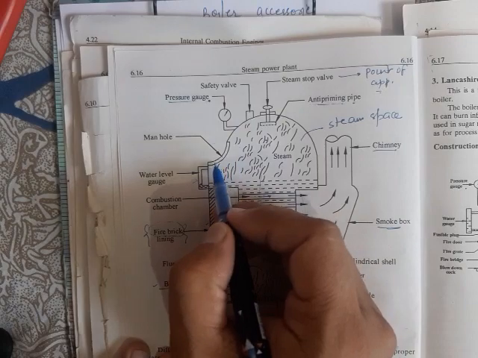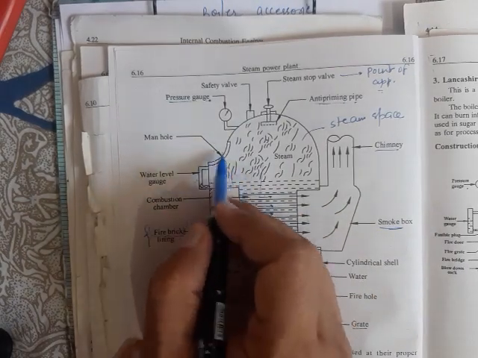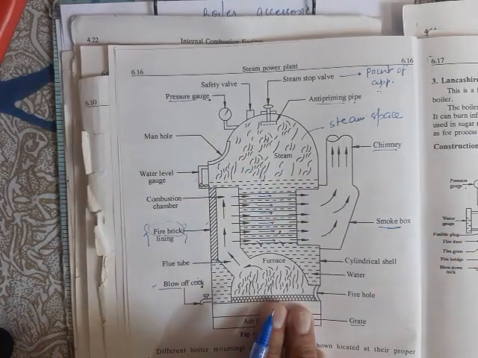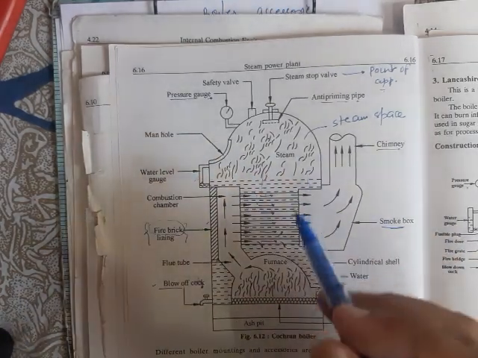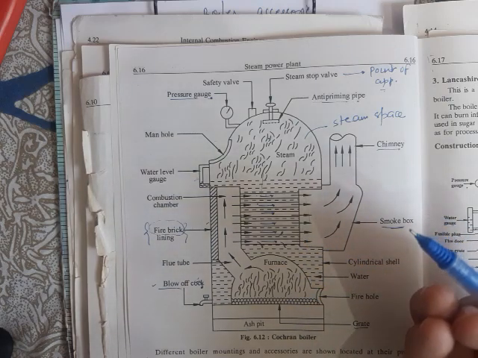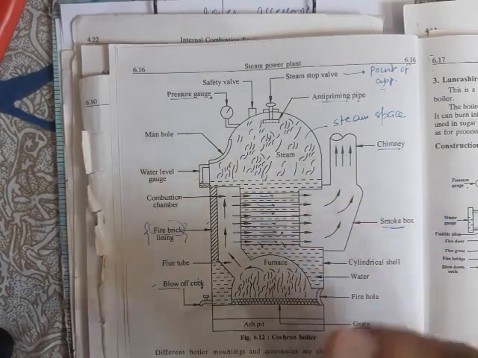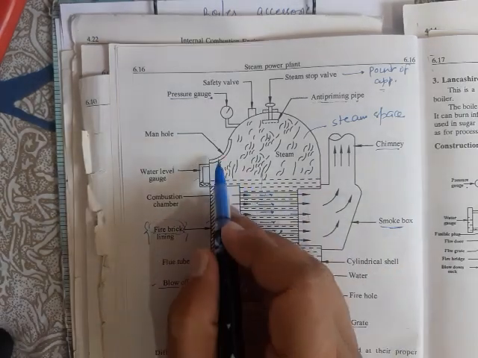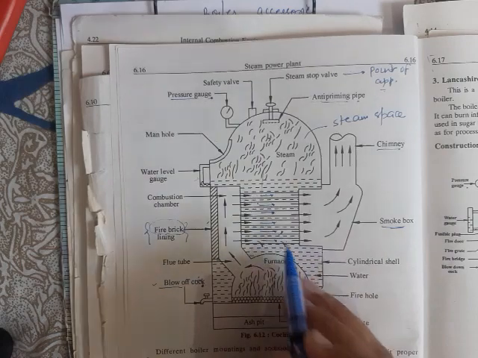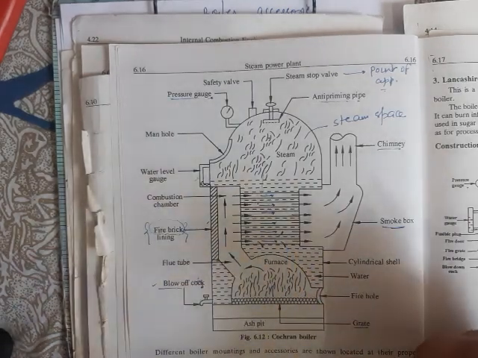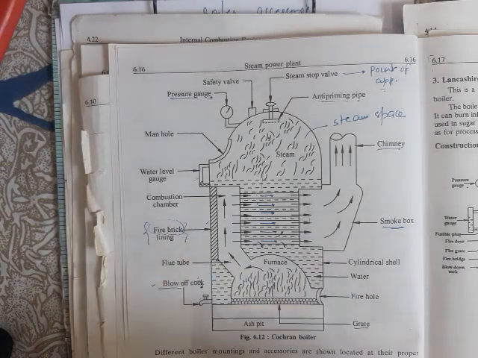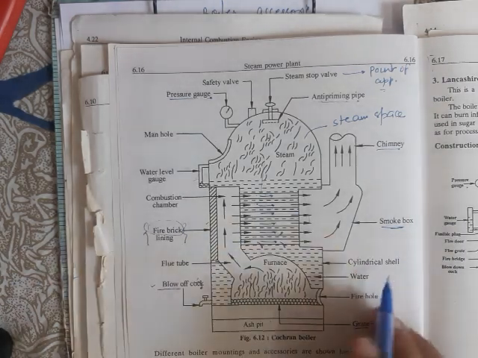And a manhole is also provided for entry of human beings inside the boiler for the purpose of cleaning and inspection. Please observe, the size of the boiler may be even more than that of your house. They are very big in size, massive in their construction. Therefore, a manhole is provided that ensures the entry of a human being inside the boiler for regular cleaning, inspection or maintenance purposes. This is the manhole.